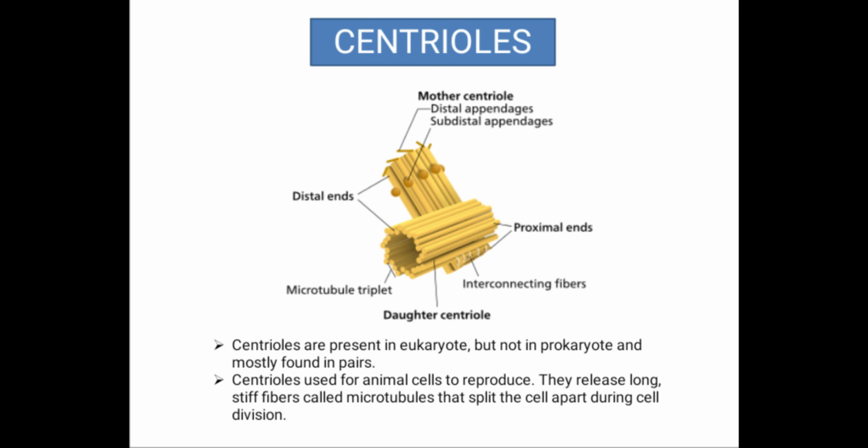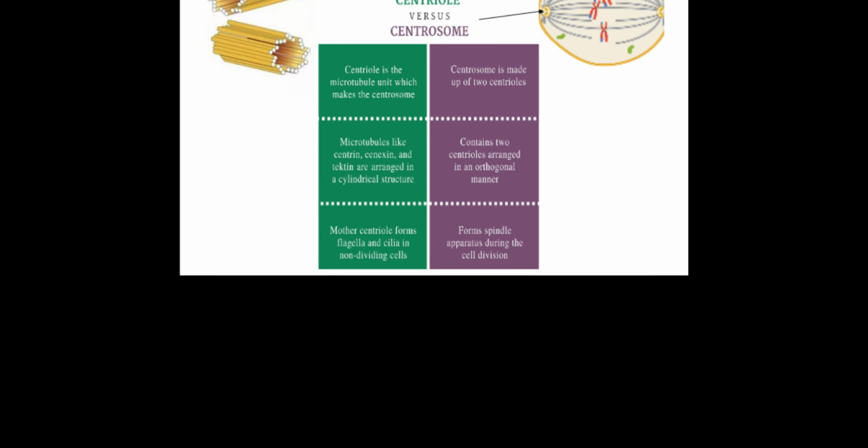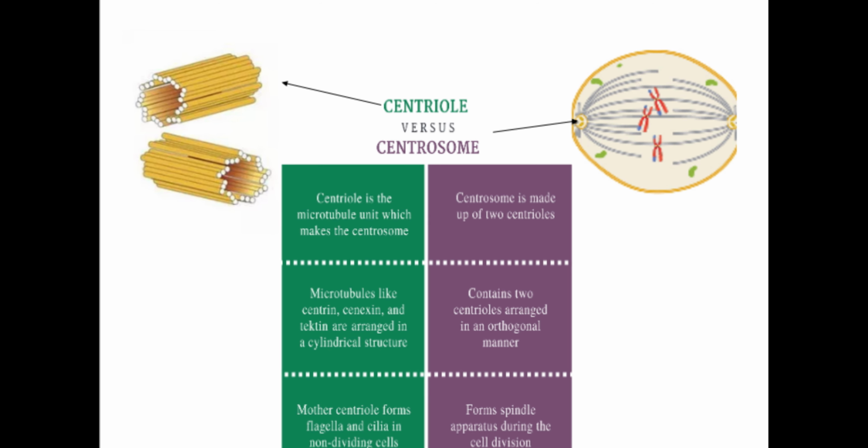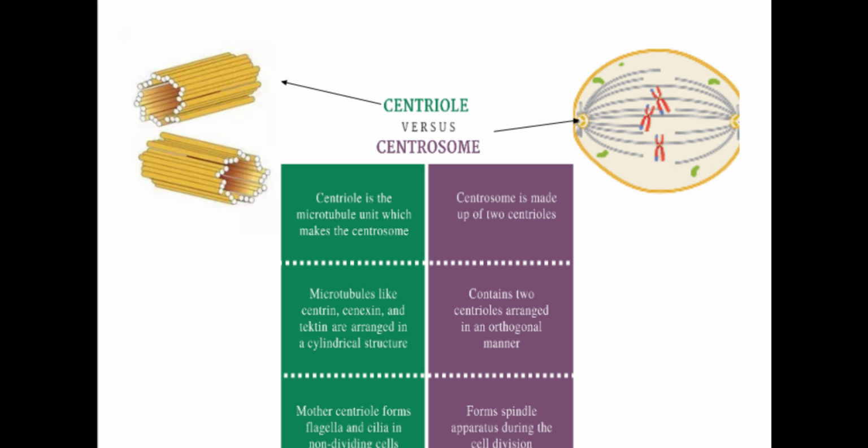The centrioles are also organelles that are present in eukaryotes but not prokaryotes. Their main function is cell reproduction. They are long, stiff microtubules that split the cell apart during cell division. These are the differences between centriole and centrosome. Their major differences are in number of units, arrangement, and condition in cells.